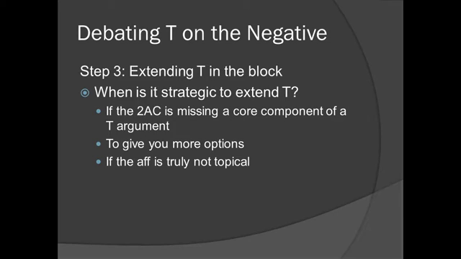Step 3 is how to extend topicality in the block. Well, the first thing is you want to figure out when it is strategic to extend topicality. The 3 things that I think are important considerations in determining whether it's strategic to extend topicality: 1, is the affirmative missing a core component of a topicality argument, right? What I mean by this is, has the affirmative forgotten to include a counter-interpretation? Do they have standards for why what they've done is educational or fair? If they're missing those things, or if they're missing a framing argument for why reasonability ought to be preferred, that would make your job as the negative a lot easier, because you already have all of that set up in the 1NC, and you just need to extend them.